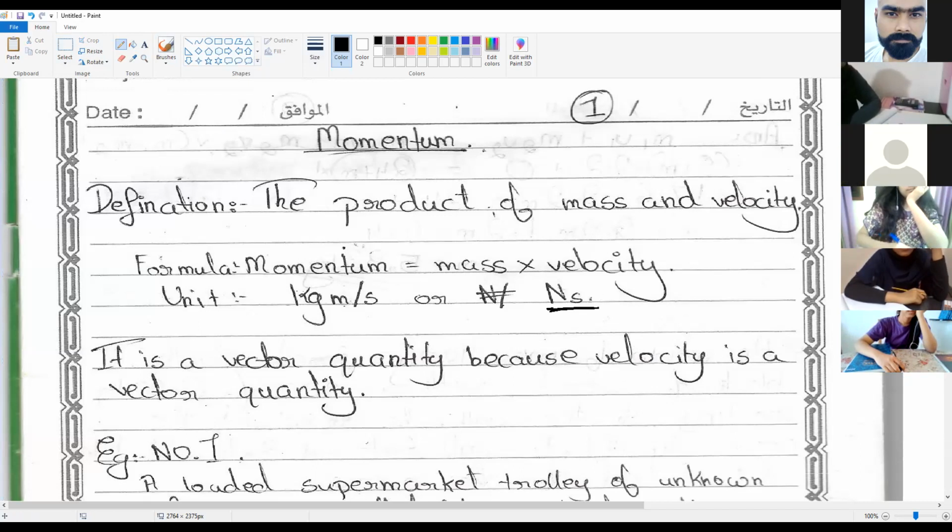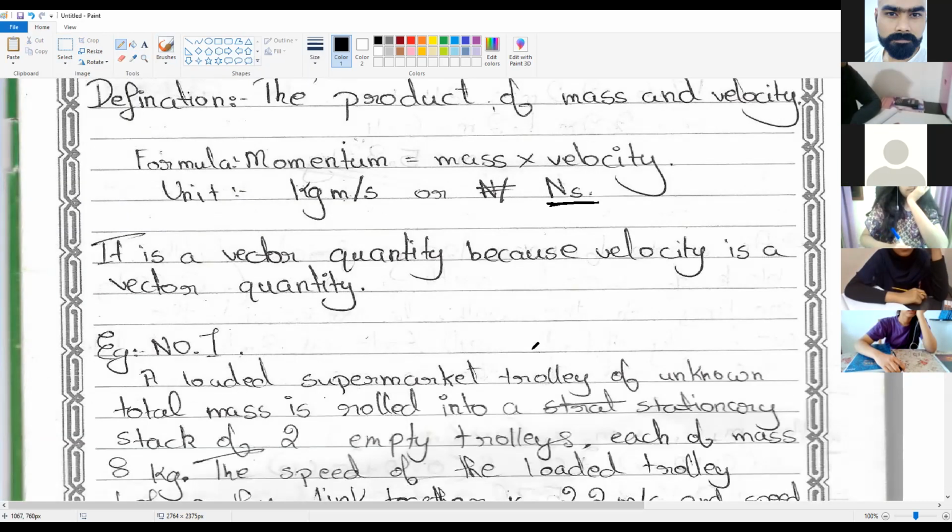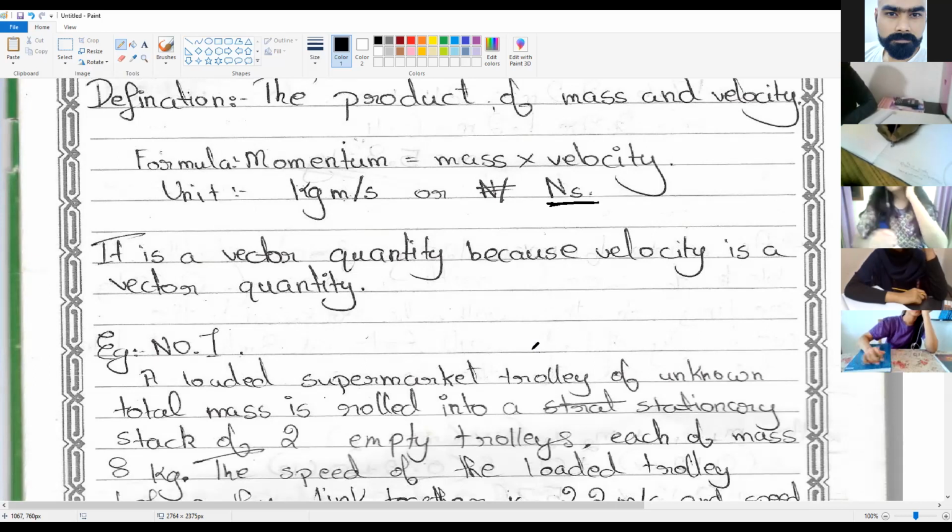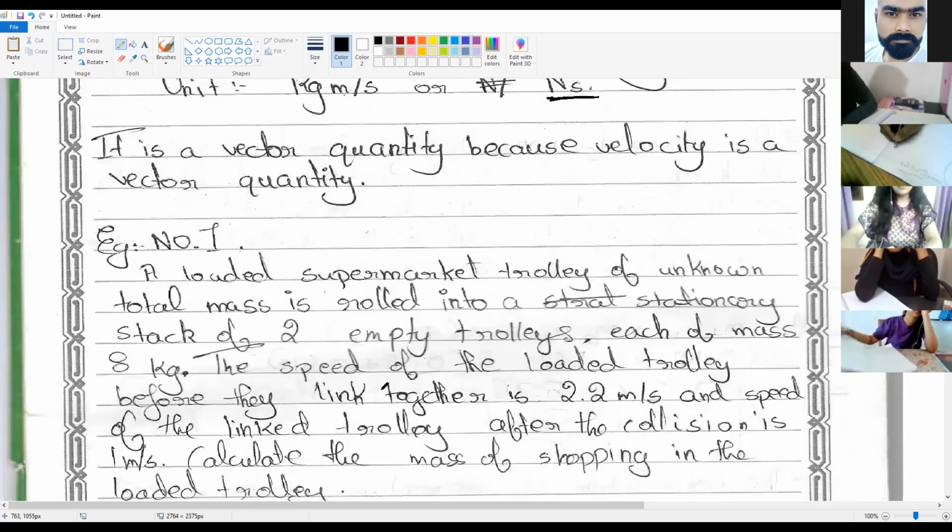Fine. So it's a vector quantity. It's a vector quantity because velocity is a vector. So momentum is a vector quantity. You guys are supposed to know that also. Why? It has direction. In O level, we took right side as positive and left side as negative. Okay, fine then. Example number 1.